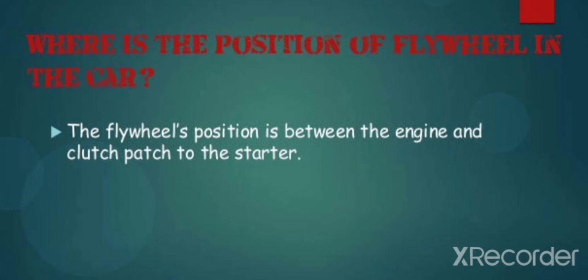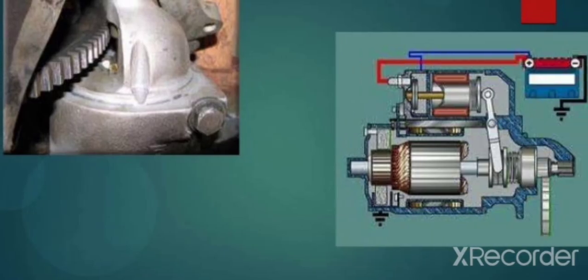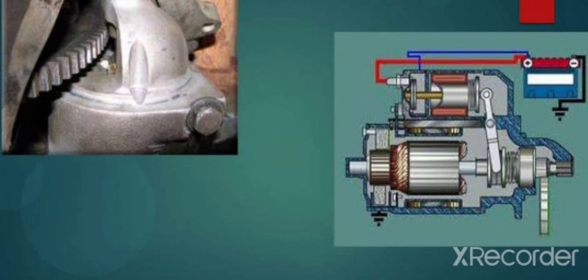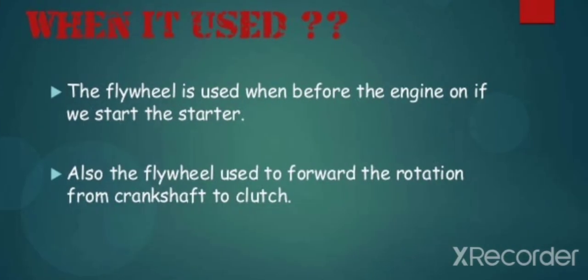Okay, we have seen positions of flywheel in a car. It is located between the engine and clutch pad to starter. Okay, these are few examples of flywheel. When do we use this flywheel? This flywheel is used before engine on, if we start the starter. Also it is used to forward rotation from crankshaft to clutch.